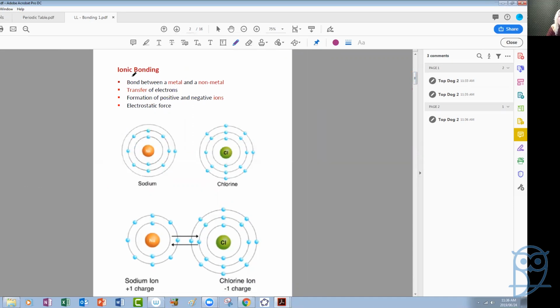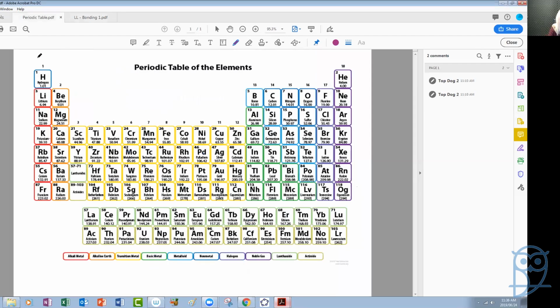These are usually bonds between metals and non-metals. If we look at the periodic table, let me find the periodic table. Remember that most of the elements in the periodic table are metals, and only these are the non-metals. Anyway, the bond between a metal from this part of the periodic table and a non-metal is an ionic bond. There is a reason why this is an ionic bond and not a covalent bond, but we are going to discuss that as we see some examples. So remember, the ionic bond is between a metal and a non-metal.